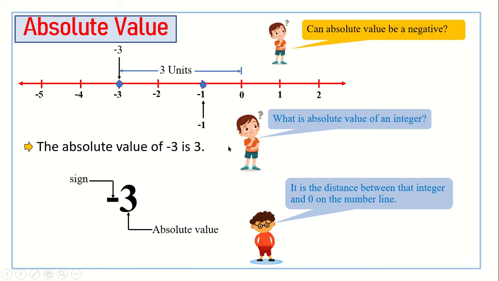Okay? Now, what do you think, students? Can an absolute value be a negative? Can we have a negative absolute value? No. It's because we just count the distance between 0 and the integer. So we cannot say that the absolute value is a negative. The absolute value can be 0 or positive.